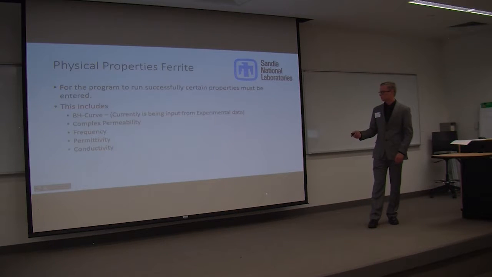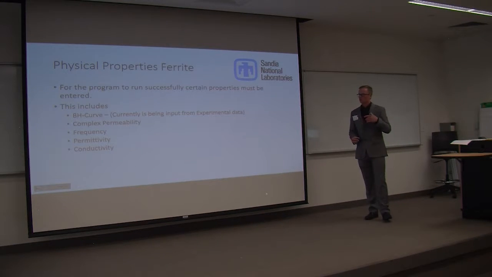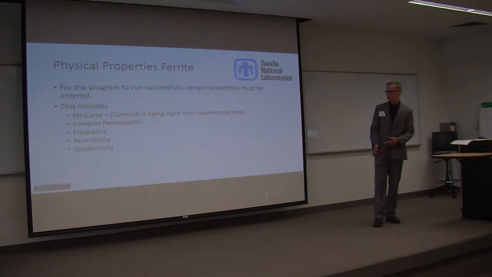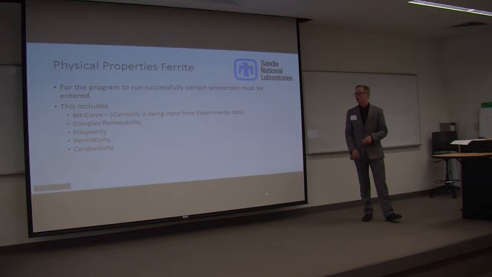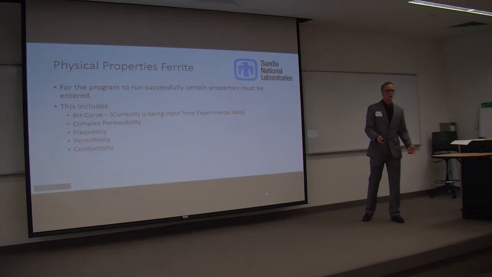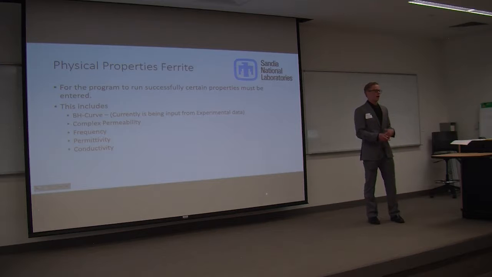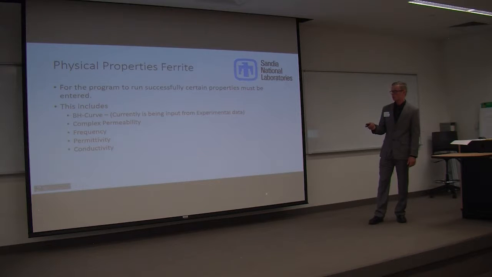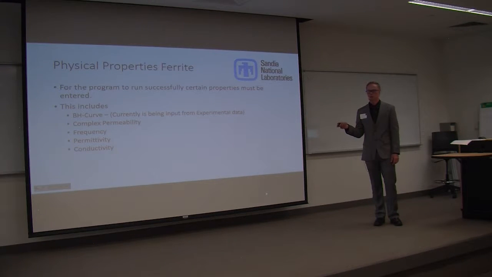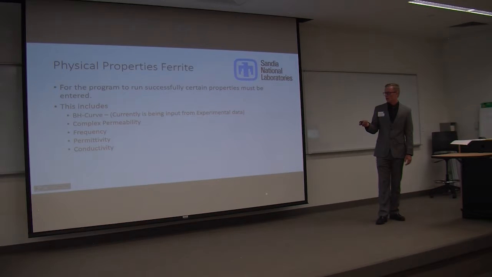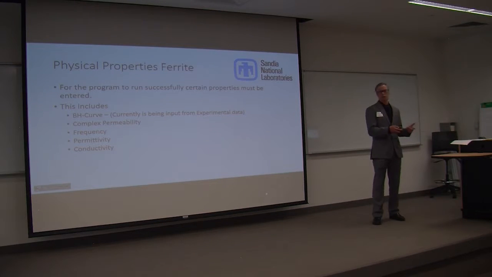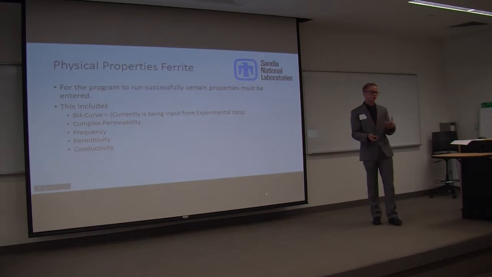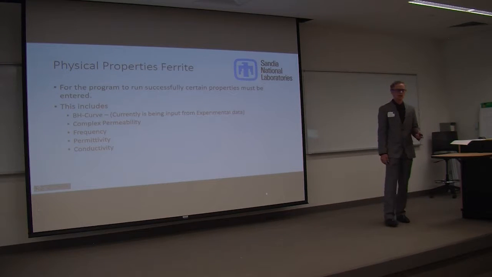And so to make the model run more efficiently, we need to input a couple of physical properties of the ferrite, which is basically an iron oxide, so Fe3O4. This includes a BH curve, which I'll cover in the next slide, and a complex permeability, which will be covered in the next slide too. We also need to input the frequency, and then two constants, the permittivity and conductivity of the material, which are just taken out of the book.